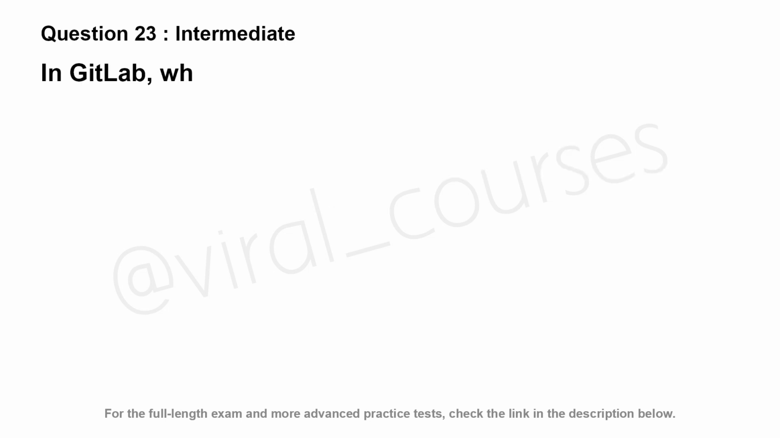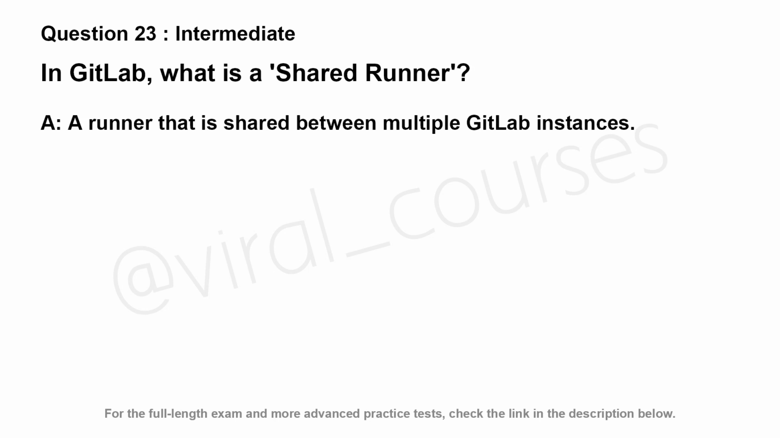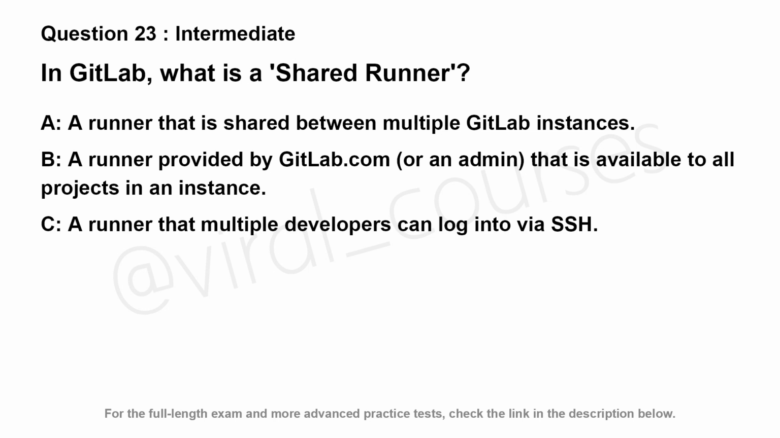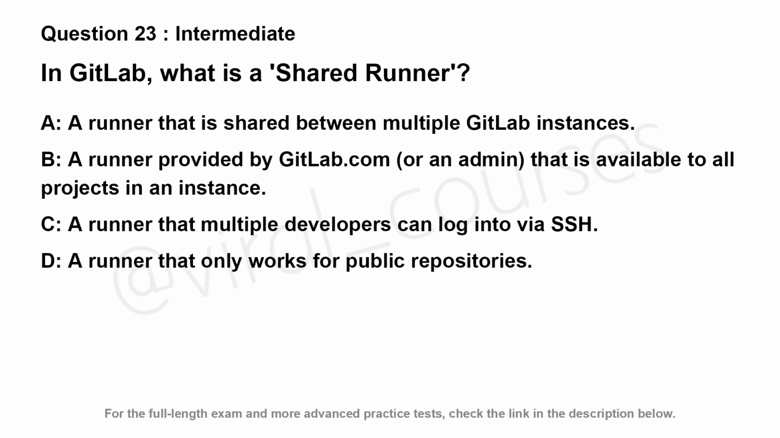In GitLab, what is a shared runner? Option A, a runner that is shared between multiple GitLab instances. Option B, a runner provided by GitLab.com, or an admin, that is available to all projects in an instance. Option C, a runner that multiple developers can log into via SSH. Option D, a runner that only works for public repositories.